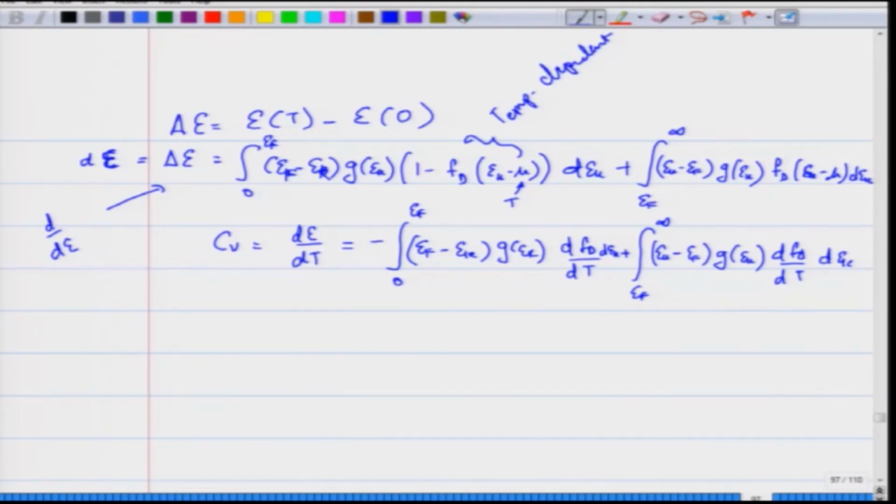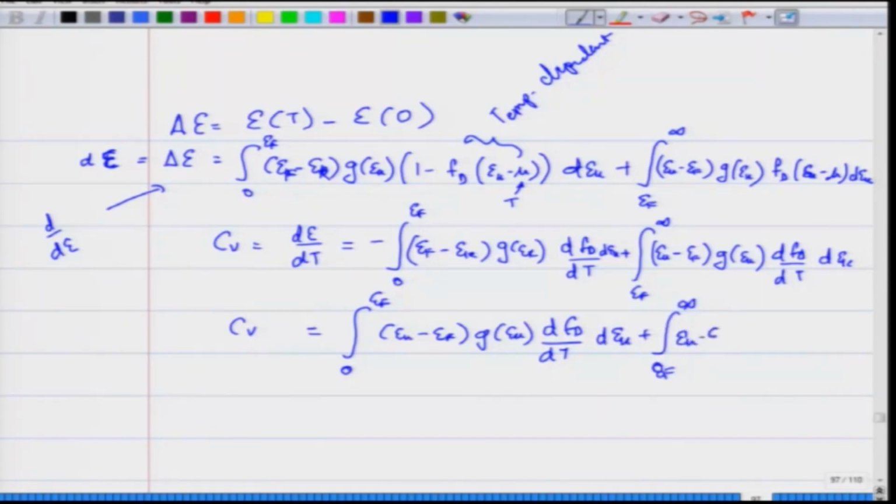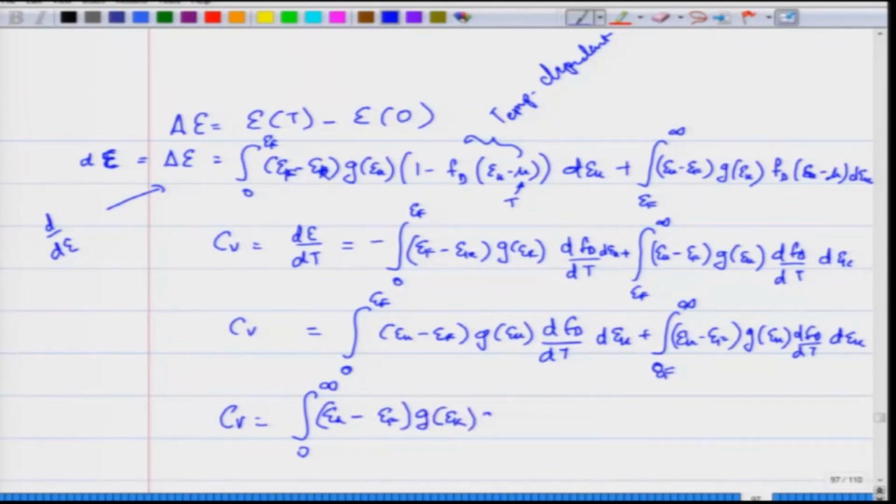So, you get this expression and therefore, you can rewrite it as Cv. Now, you can take it as Ek, this negative sign will make it Ek minus EF. So, finally, integral 0 to EF of (Ek minus EF) G(Ek) dFd by dT dEk, plus integral EF to infinity of (Ek minus EF) G(Ek) dFd by dT dEk. Or the specific heat, now you can take the limits of integration from 0 to infinity, since these two terms are exactly identical: integral of (Ek minus EF) G(Ek) dFd by dT dEk.